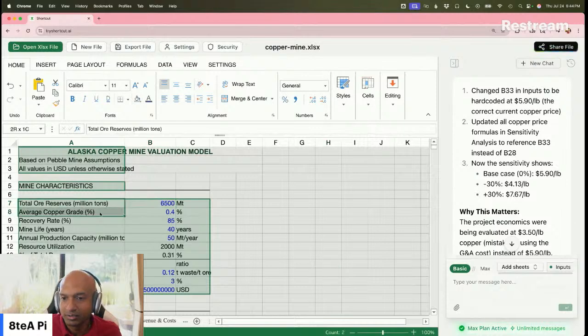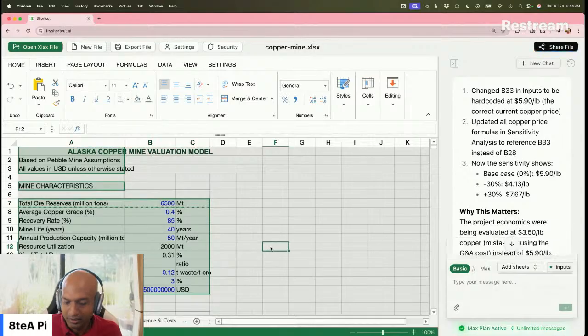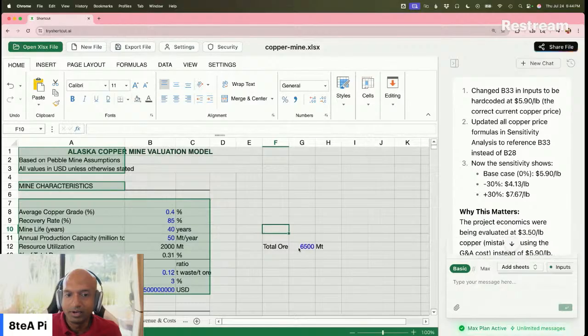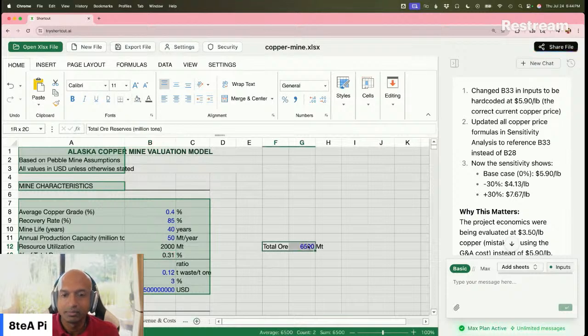So let's actually do it. Let's move this, Control X, Control V. So it allowed me to move it, right? So now this cell, which was referencing B7 before, is now referencing 6,500 percentage of total resource. It is now referencing G12. So the anchoring was done correctly, right? When you do it in Excel.